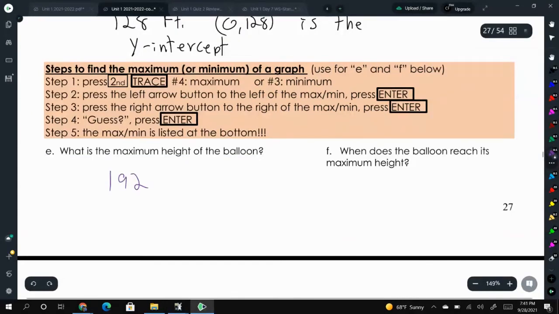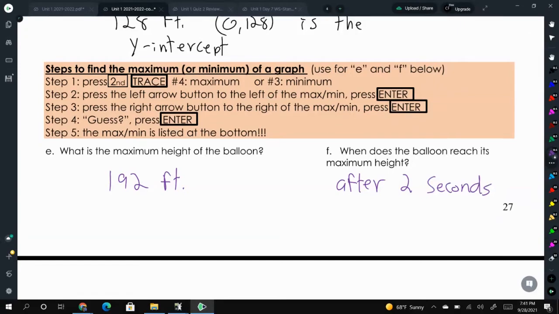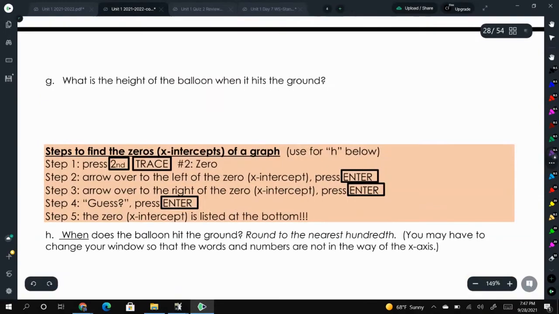So the max height is 192 feet. And when does it reach that? After 2 seconds. If you've never used a graphing calculator like this before, it's going to take some practice to remember where all the buttons are. So make sure you have this video bookmarked so you can go back and refer to it. Now here it says, what is the height of the balloon when it hits the ground? Well, think about it. If the balloon hits the ground, the height should be 0 because the balloon is on the ground. So the height is 0 feet.